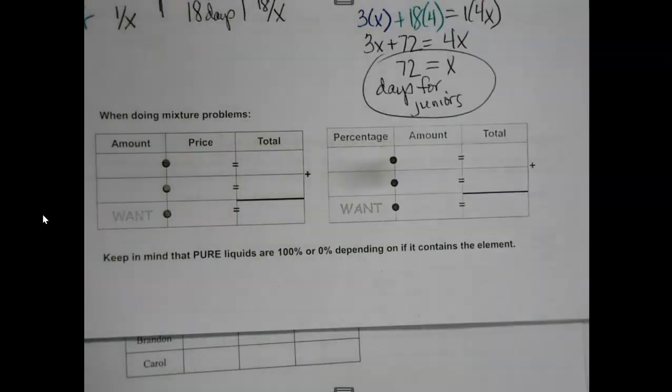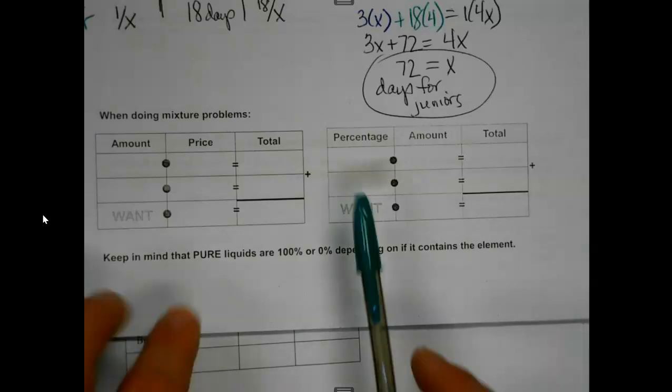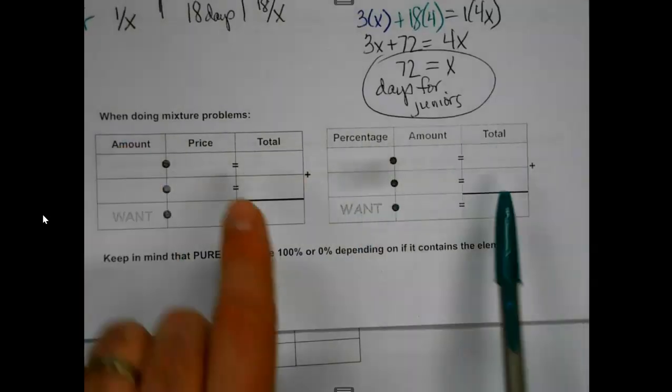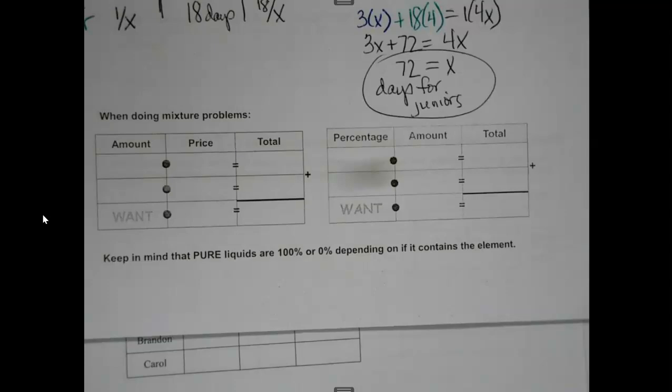The next portion, and there's basically about three different types of these. Mixture problems. If I want to blend a little of this and a little of that, how much do I need of each? Something like that. Amount, price, total. Again, very generic titles on these. Whatever's going to make sense to you.